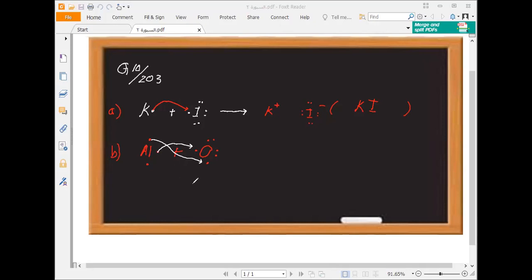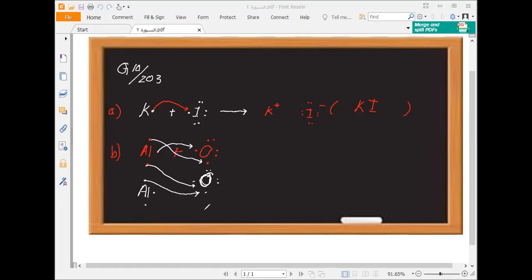Still not stable, so we'll need another oxygen, and it's going to have 6 valence electrons and needs 2 electrons. This electron comes to the oxygen, it will be 7. And then we need another aluminum atom with 3 valence electrons, 1 to the oxygen. This will go here.